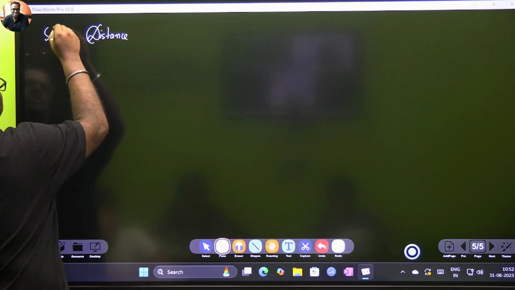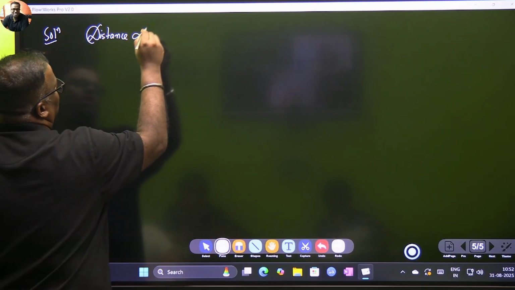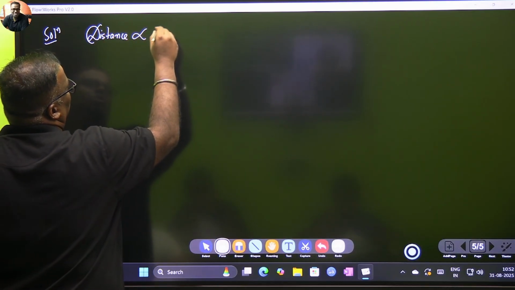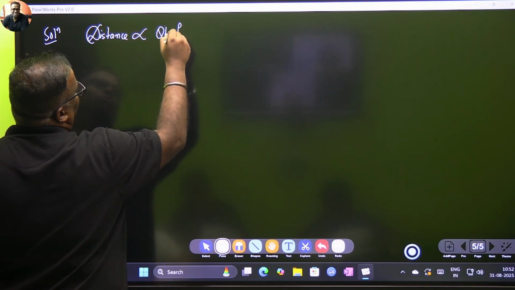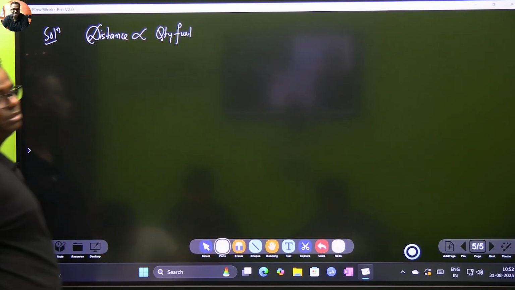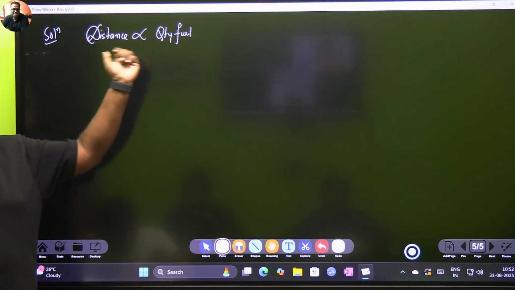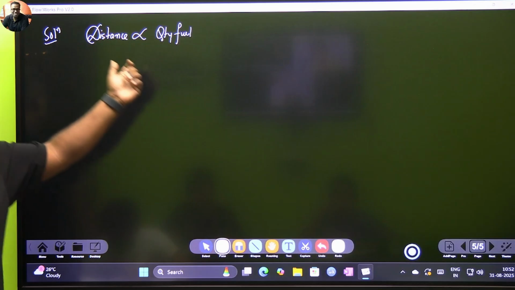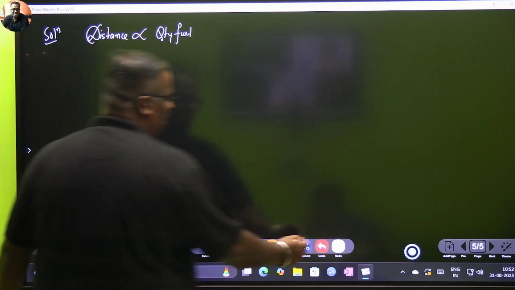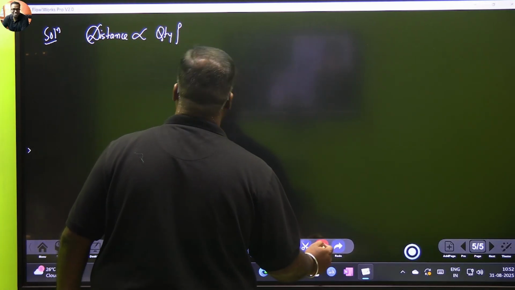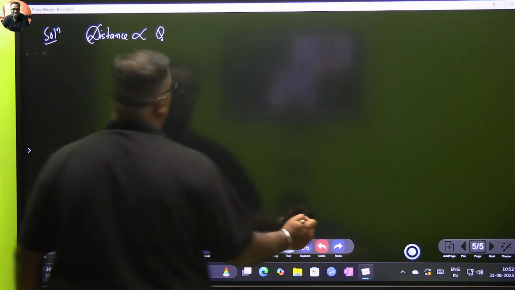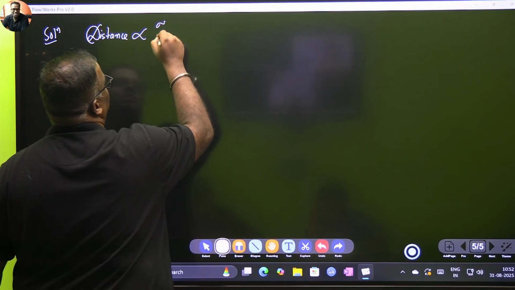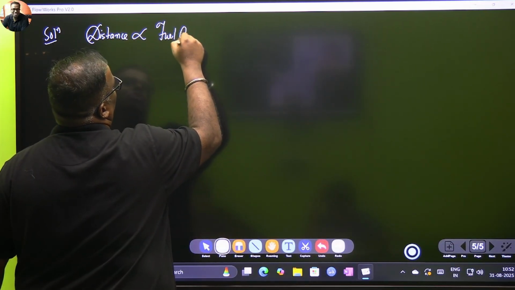So I will always write distance is directly proportional to quantity of fuel. Yes or no? This is the catch for me. Distance is directly proportional to fuel quantity. Quantity fuel is not the right English, it should be fuel quantity. This is the catch in the whole problem. Okay, so I will write here: this is directly proportional to fuel quantity.